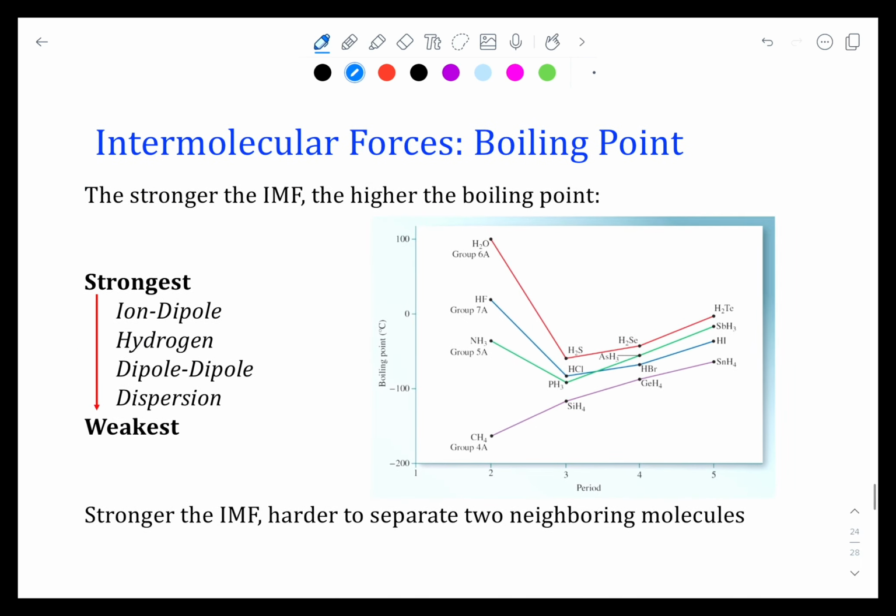Okay, so how does intermolecular force affect our boiling point? Well, what is boiling? That's going from a liquid to a gas. Remember, gases have no intermolecular forces. So the boiling point is essentially how much energy we have to put in to overcome those intermolecular forces. So the stronger the intermolecular force, the higher the boiling point is going to be because more energy needs to be put in.